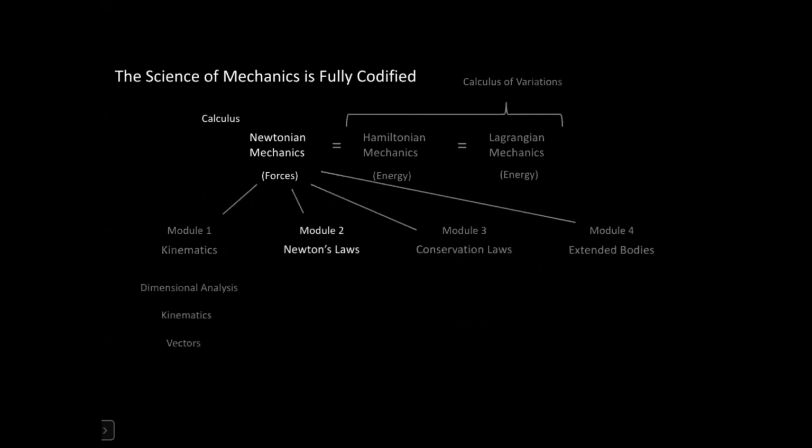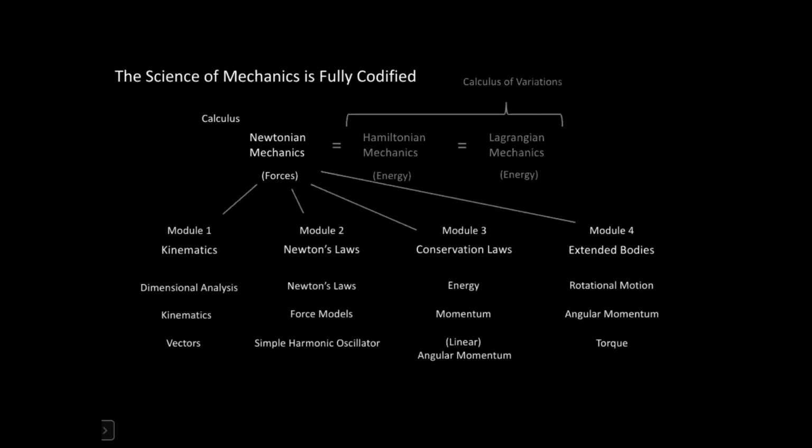Then we have Newton's laws. Newton's laws are really just about Newton's laws, and we'll talk about forces. We'll talk about different kinds of forces along the way. Conservation laws, that's conservation of energy, conservation of momentum, and conservation of angular momentum. And then for extended bodies, we'll add some torque and other sorts of rotational motion. We'll talk about rolling objects, and we'll talk about spinning things and stuff like that. So an extended body will be something where you have to worry about rotation. There's a more technical definition, but we don't have to worry about that now.